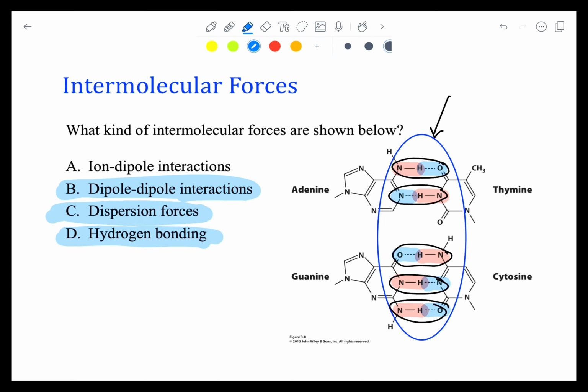Now, if I asked you for the strongest type of intermolecular force, that would be just hydrogen bonding, because hydrogen bonding is the strongest force out of those three options.